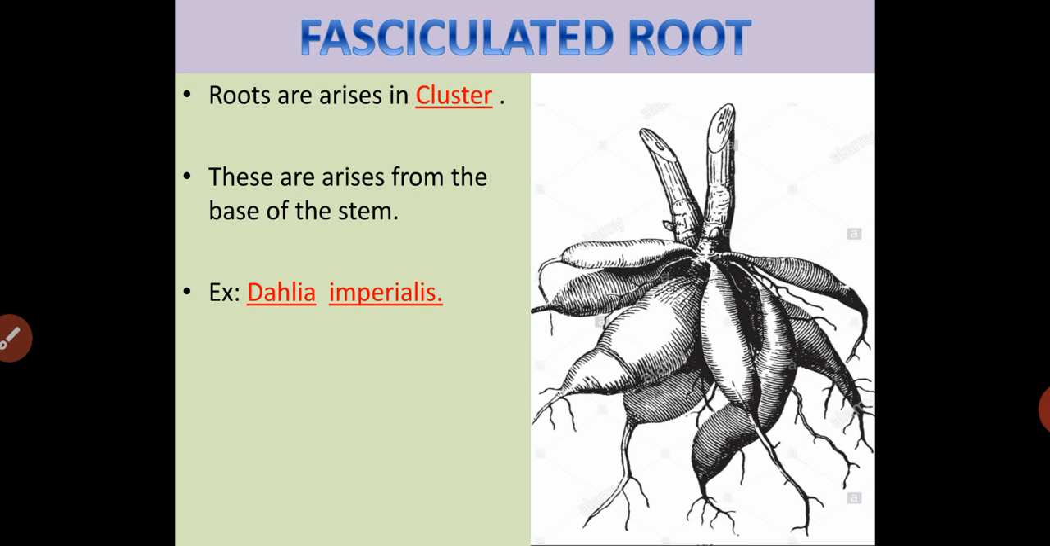Fasciculated roots is the condition in which irregular swellings of the root take place due to the food accumulation and they appear in cluster. These are the roots arising from the base of the stem. Example, Dahlia imperialis.